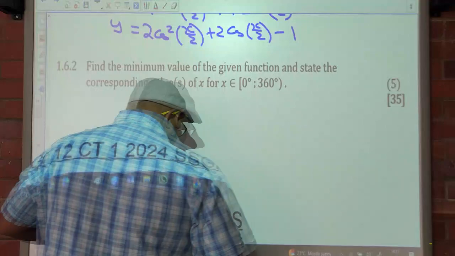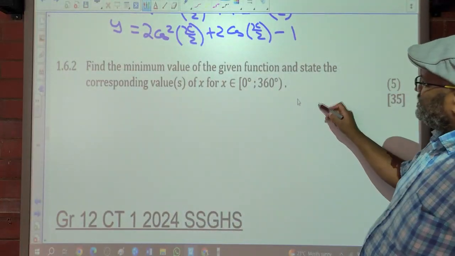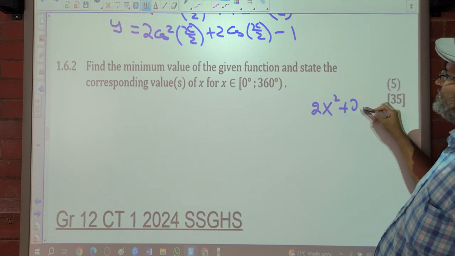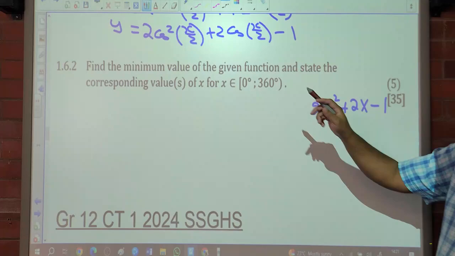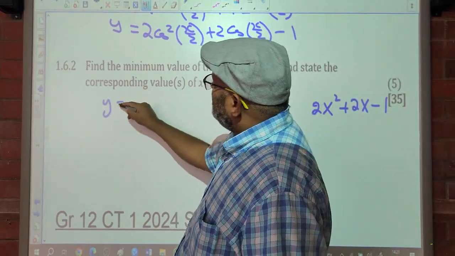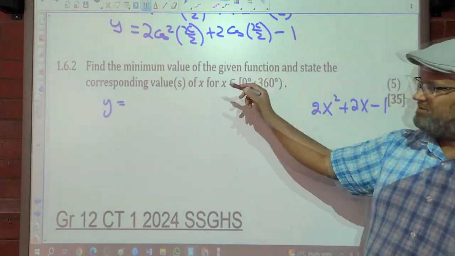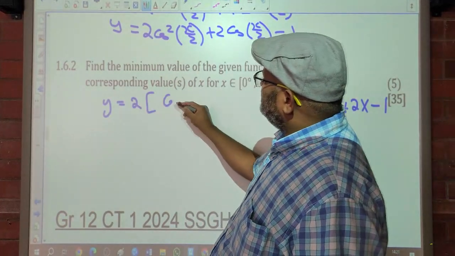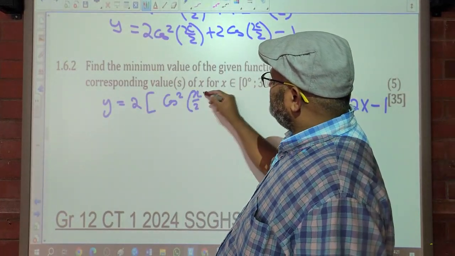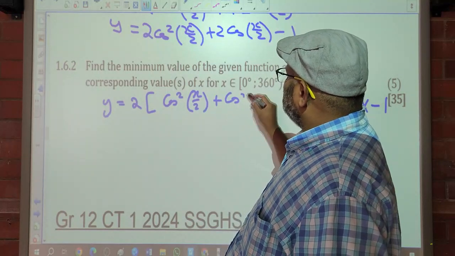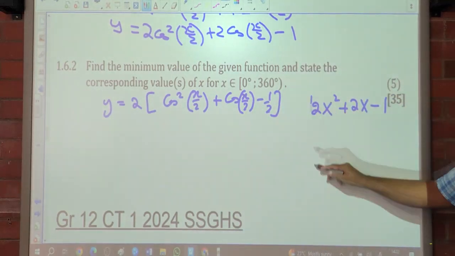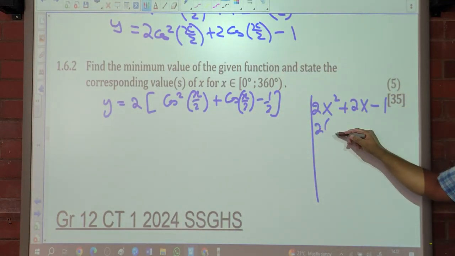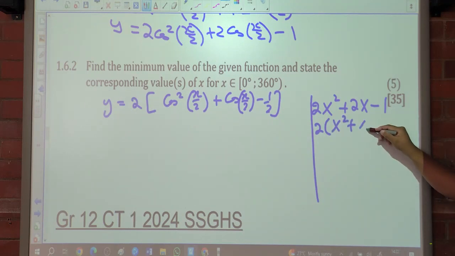Okay. So for those of you who don't see it, you should be seeing 2x squared plus 2x minus 1. So what do we do first? We take out a common factor of 2. So it's 2 into cos squared x over 2 plus cos x over 2 minus a half. For those of you who are confused, I would have written it on the side. I take out 2 as a common factor first.